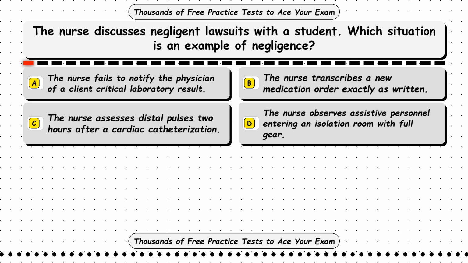Question 39. The nurse discusses negligent lawsuits with a student. Which situation is an example of negligence? Option A. The nurse fails to notify the physician of a client critical laboratory result. Option B. The nurse transcribes a new medication order exactly as written. Option C. The nurse assesses distal pulses 2 hours after a cardiac catheterization. Option D. The nurse observes assistive personnel entering an isolation room with full gear.